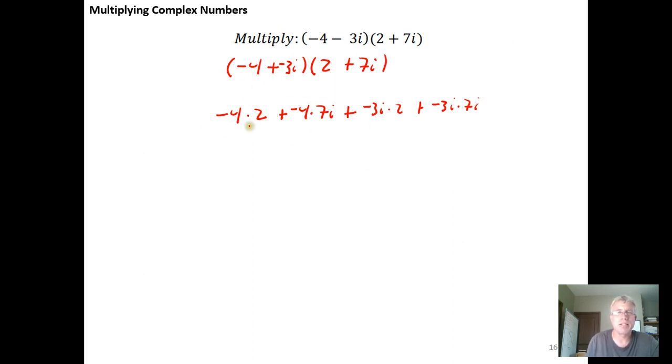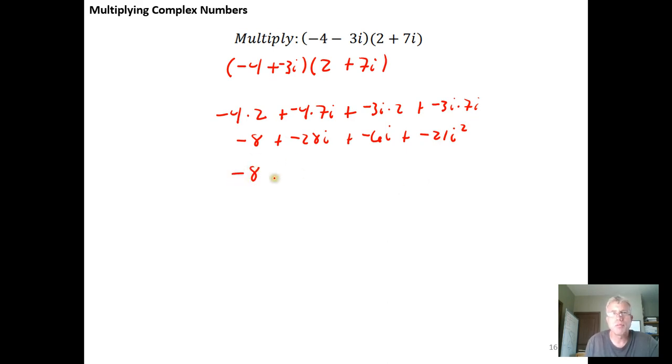And now I can kind of clean things up. Negative 4 times 2 is negative 8 plus negative 28i plus negative 3 times 2 is negative 6i plus negative 3 times 7 is negative 21. And I have I times I, which is I squared. And I can simplify things a bit more.